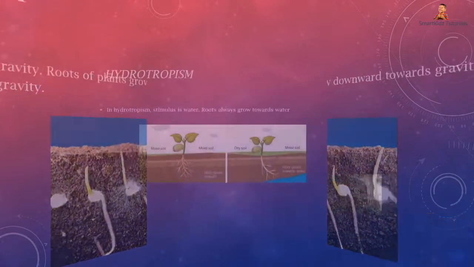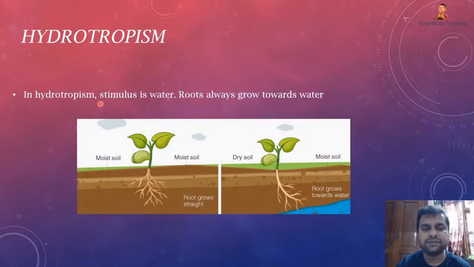Next, you have hydrotropism. In hydrotropism, the stimulus is water. Hydro means water. The roots always tend to grow towards water, as you can see over here. When there is no water around, the roots go straight, but when there is some water available, see how the roots are bending towards water.